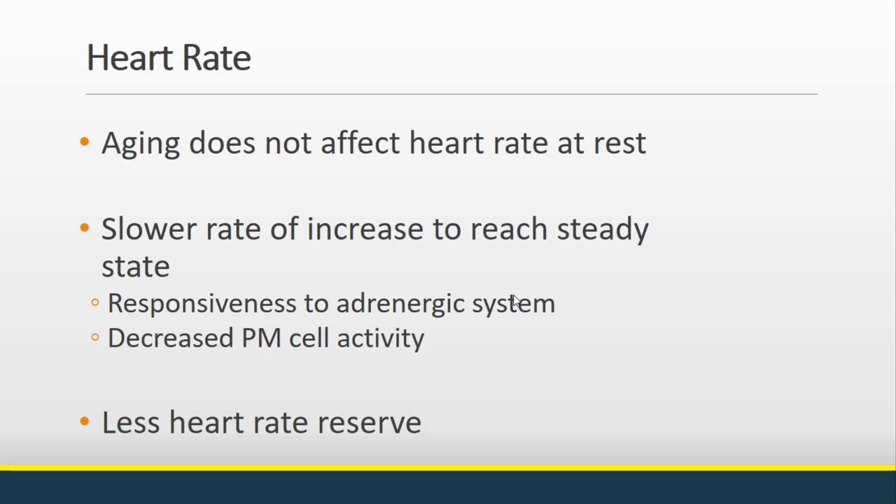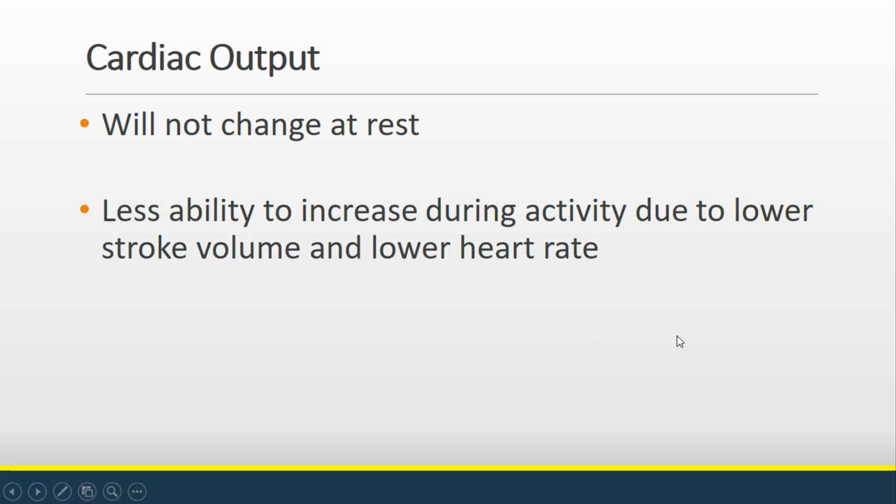Because of this, we have less heart rate reserve. So think about your age-predicted max heart rate. It declines as we age. That's because of some of those structural and cellular changes that take place. So our maximum heart rate is going to be decreased as we age. What does this mean for cardiac output? Well, at rest, again, it's going to stay relatively the same, maybe just slightly higher, but relatively the same.